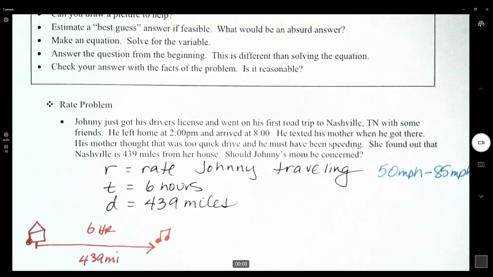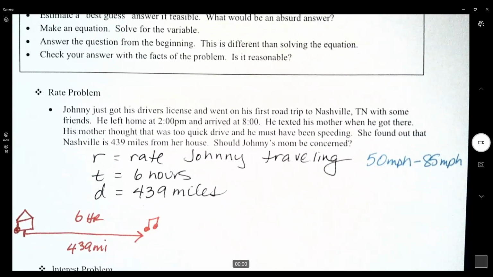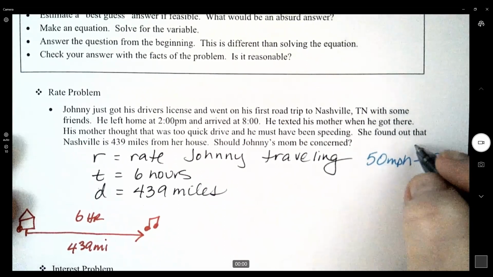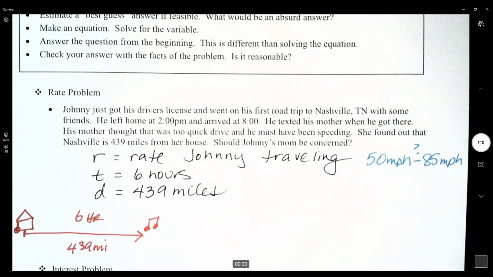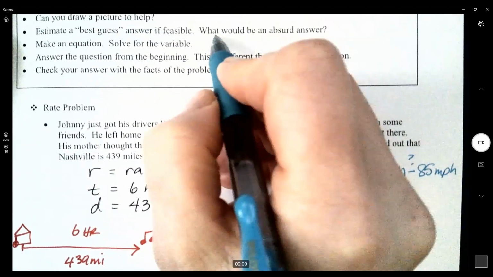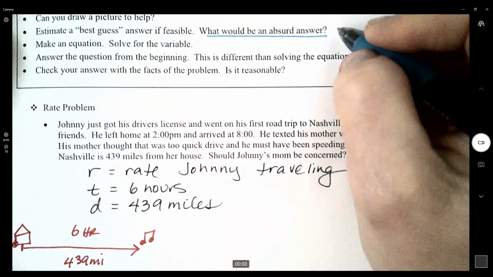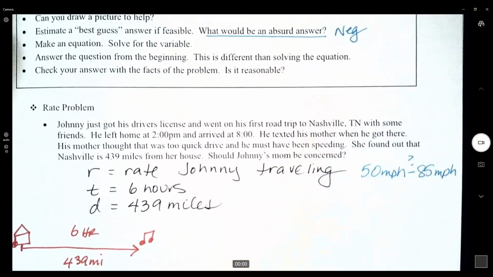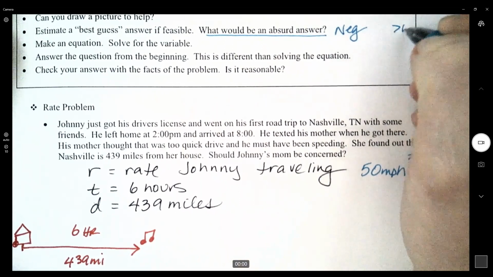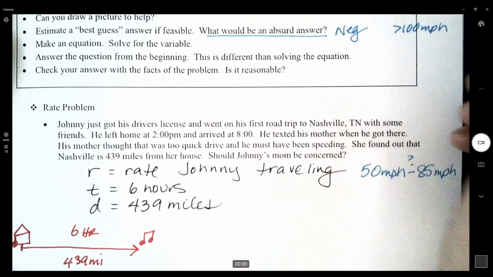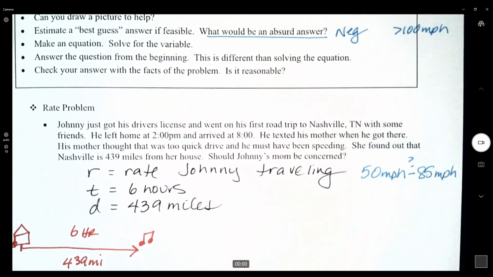I'm sure he could go faster or slower than that, but that's likely going to be around where my answer should be. So if I find something that's not in that range, I know that that is going to be what's called an absurd answer. Okay? An absurd answer in this case would be something that is not in that range. Certainly any negatives would be an absurd answer, or anything greater than 100 miles per hour would also be an absurd answer. Most cars do not travel that fast, especially on average.